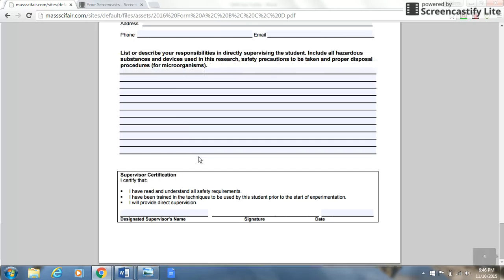And then at the bottom, ensure that the supervisor has listed their name, signature, and date. This concludes this tutorial on middle school science fair forms.